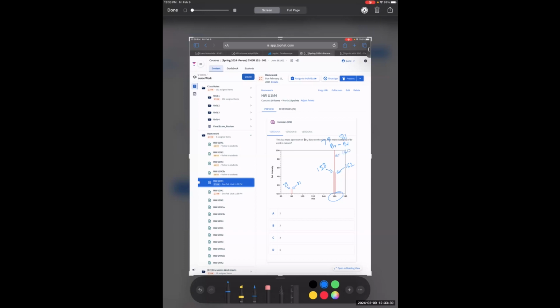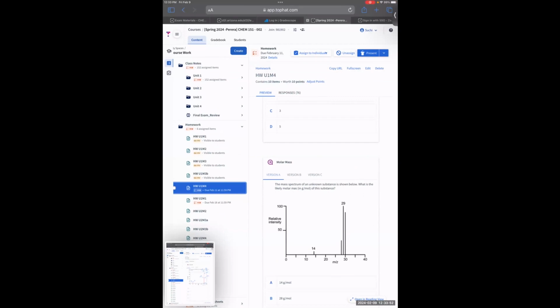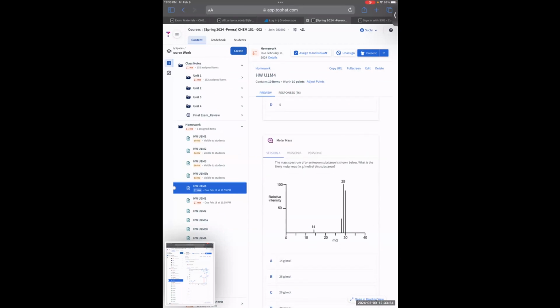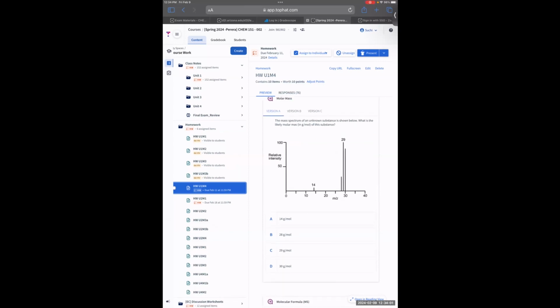Yeah, so okay, and that's how we get these peaks. Just to interpret this mass spectrum, let's do one or maybe two other questions, and this should be enough. The mass spectrum of an unknown substance is shown below. What is the likely molar mass of this compound? Again, the molar mass is given by the rightmost peak. Remember, it's not about the height, it's about the mass.